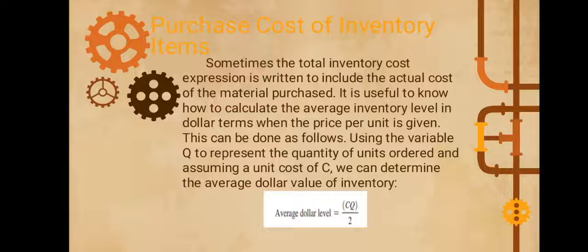Using the variable Q to represent the quantity of units ordered and assuming a unit cost of C, we can determine the average dollar value of inventory. Average dollar level is equal to C multiplied by Q all over 2.